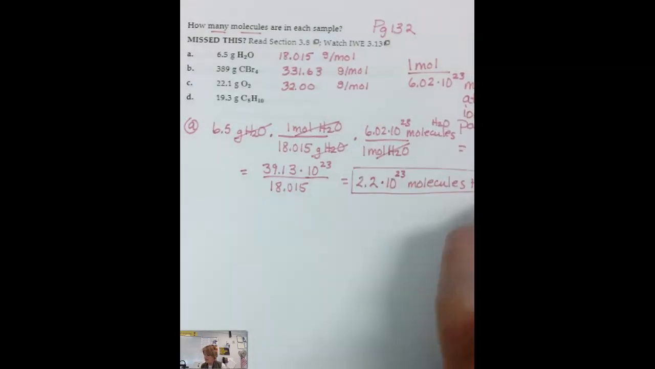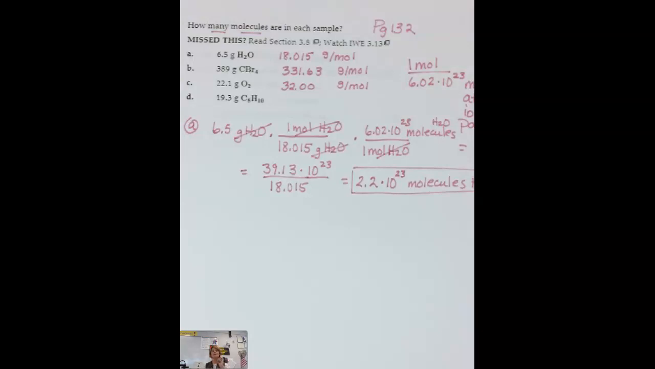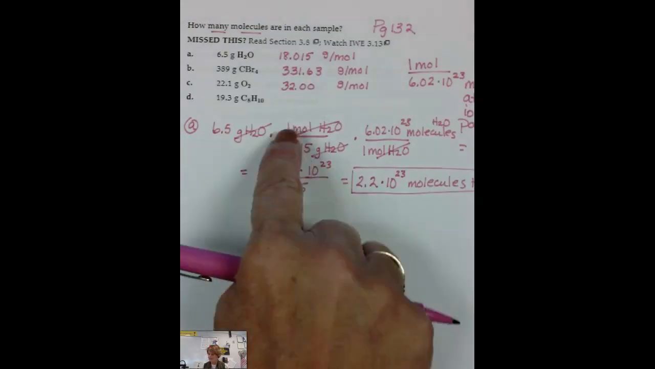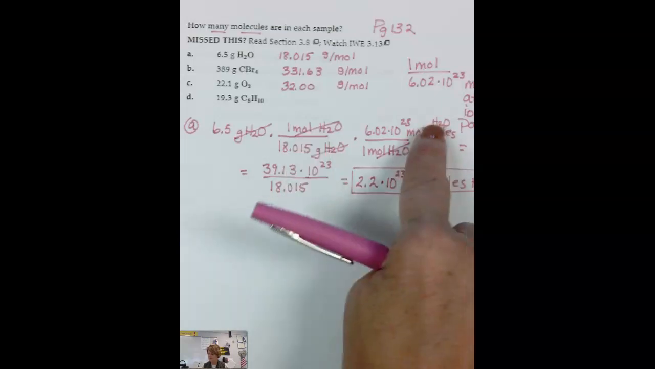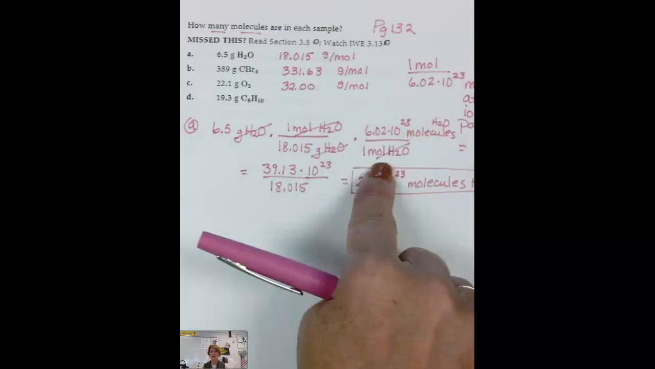So again, the things that you have to remember is when you're doing your molar mass, it is the mass per 1 mole. And Avogadro's number is always per 1 mole.